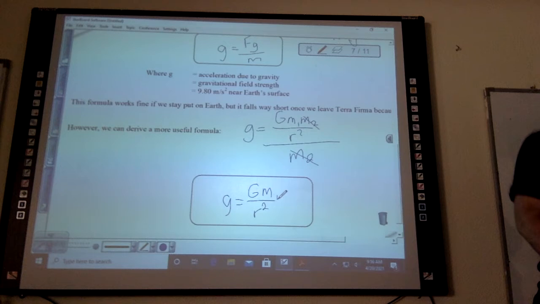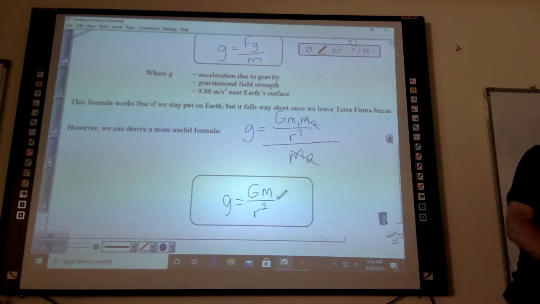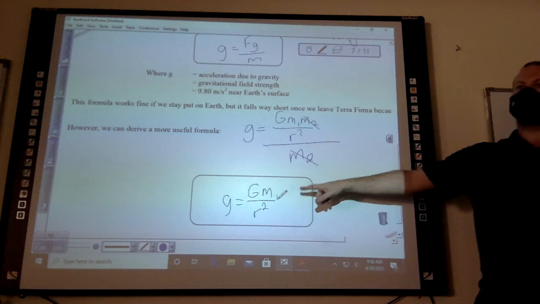Or I shouldn't say that causes gravity because everything causes gravity. It's more what is the acceleration due to gravity that we're looking up? Are we looking for the Earth's gravitational field strength? Are we looking for the satellite's gravitational field strength? Whichever field strength we're looking for, that's the mass you use.